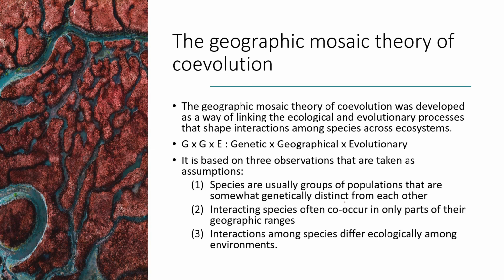So coevolution functions on a multiple mosaic system, multiple systems that are dependent on genetic, geographical and evolutionary aspects. So it is also called the GGE model.